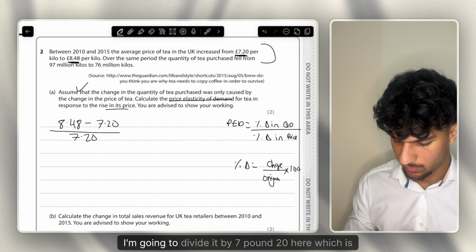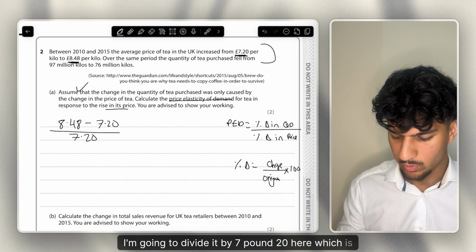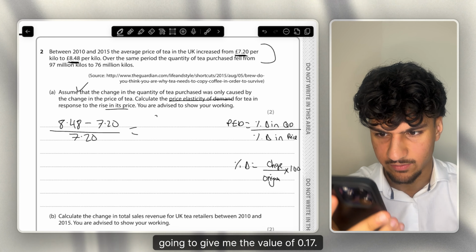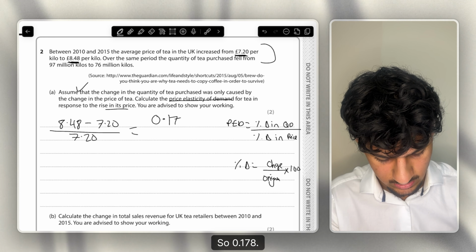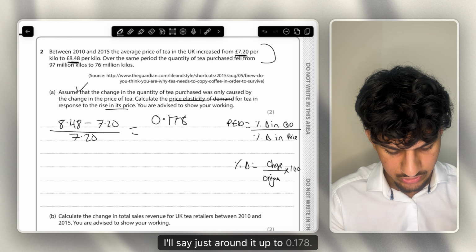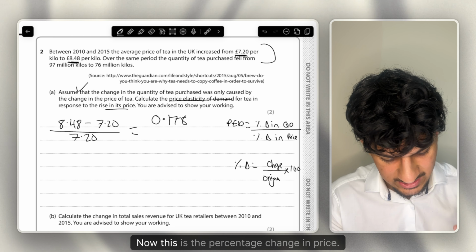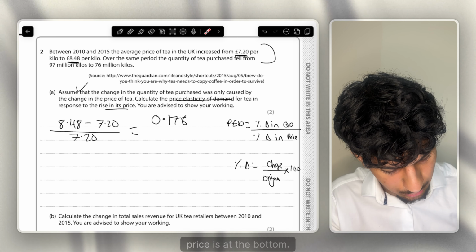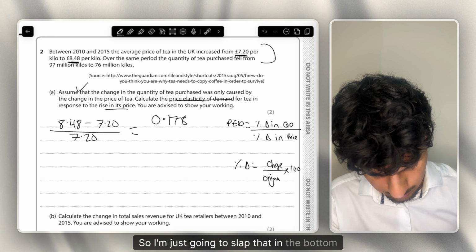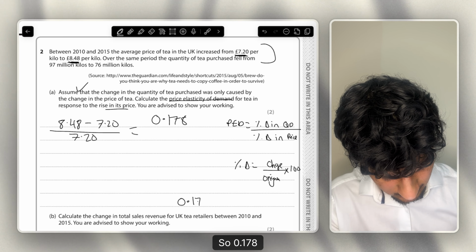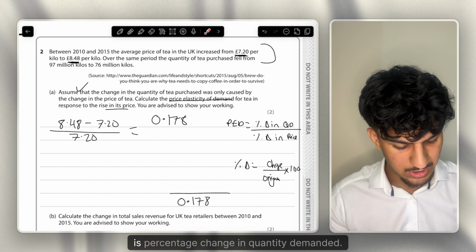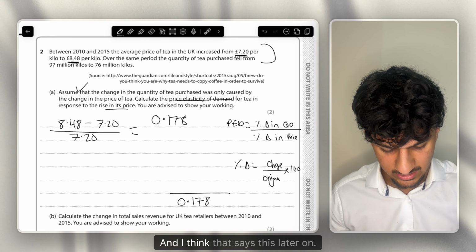And that £1.28, I'm going to divide it by £7.20, which gives me 0.178, I'll say, just to round it up. So what is this now? This is the percentage change in price. If you remember back to the PED formula, price is at the bottom, so I'm just going to slap that in the bottom there. So 0.178 divided by, now we still need to calculate the top value, which is the percentage change in quantity demanded, and I think it says this later on.